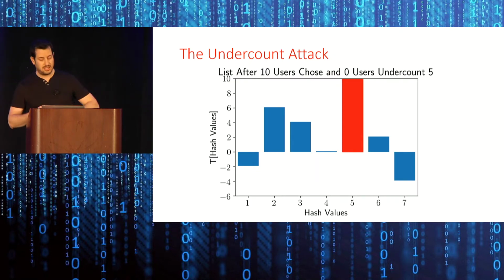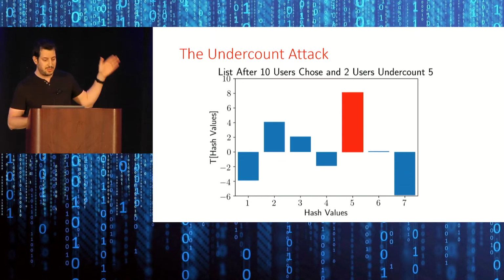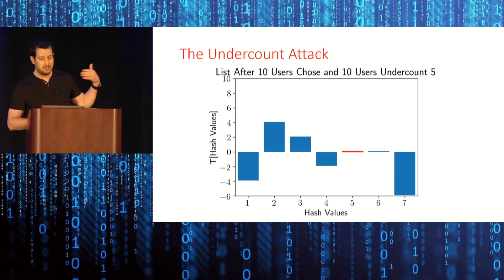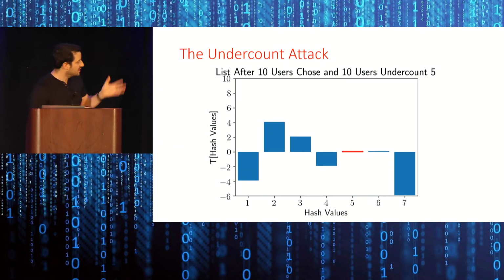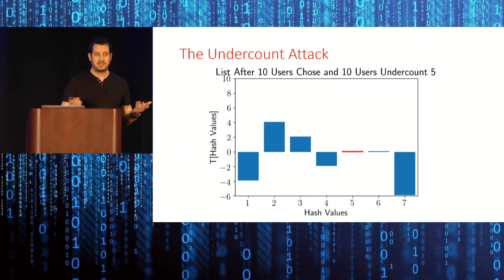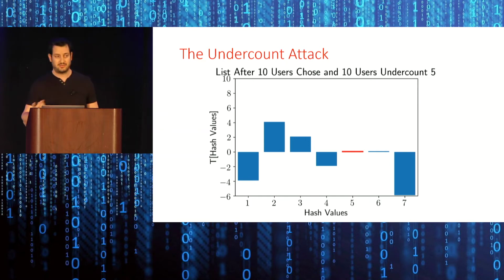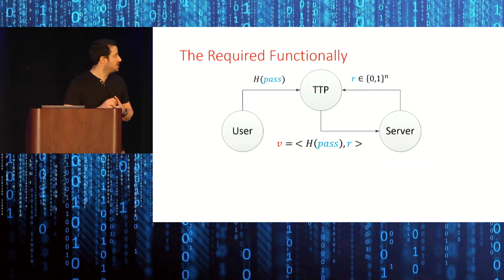Let's say we have the current situation. There are 10 users that already voted for 5, and now there are users trying to undercount. And we simply decrease the value until we can get 0 in 5, and the password is not identified, which is bad.